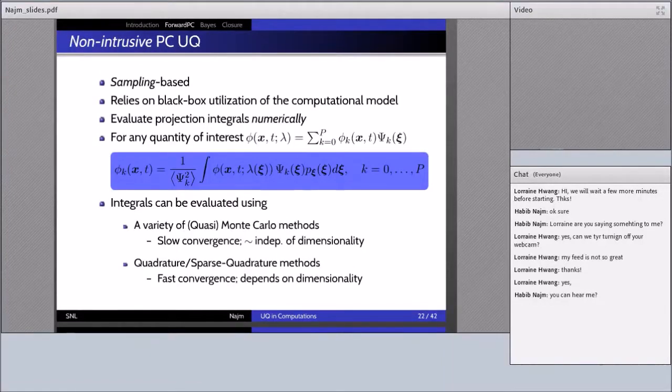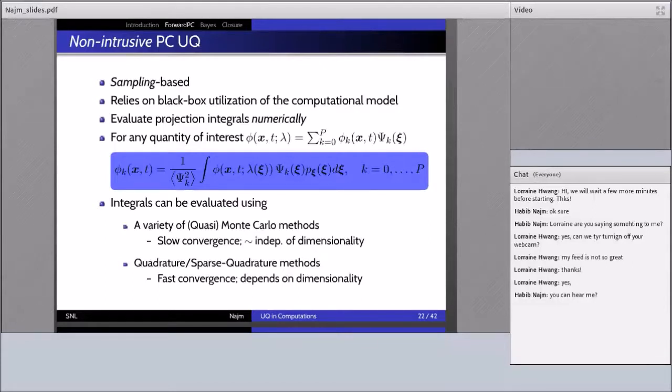All right, let's focus on non-intrusive methods, which treat the solver as a black box. These methods rely on sampling. And here, you can imagine any quantity of interest. It could be an output of the model, or it could be some statistic on the output of the model. So that's the quantity phi, and you'd like to find its PCE expansion. Ultimately, what you need to do is to evaluate these integrals shown here. These are the projections of phi onto the PCE modes. And whereas intrusive methods apply the projection to the equations themselves, non-intrusive methods apply them to the solution effectively.